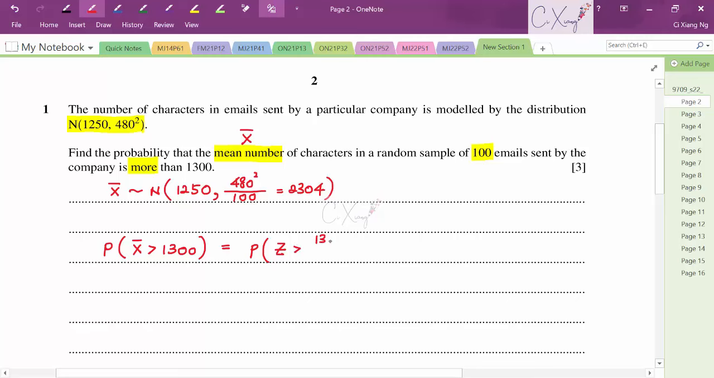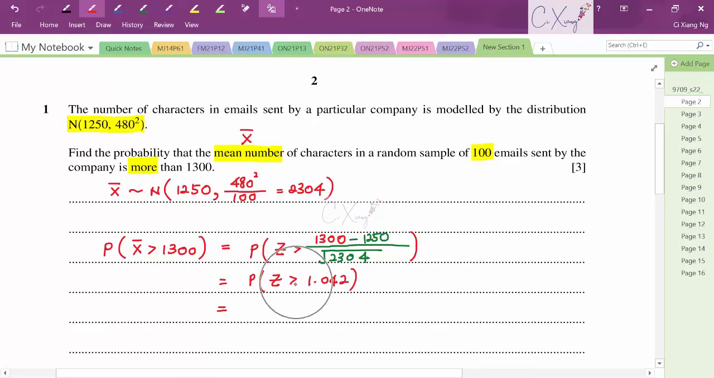So how to standardize it? You have to take the original value minus the mean. So the mean here is 1250, divided by the standard deviation over square root n. So the standard deviation over square root n, we already calculated the value from here. So we can straight away take the square root of 2304. Alright, so we can try to get the probability. So Z greater than 1.042.